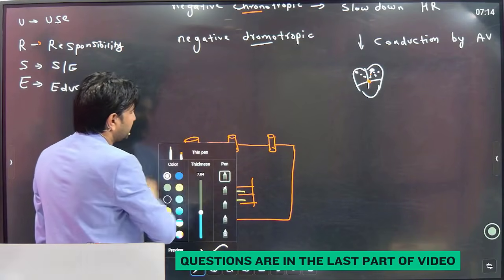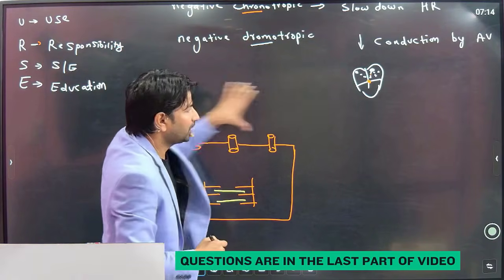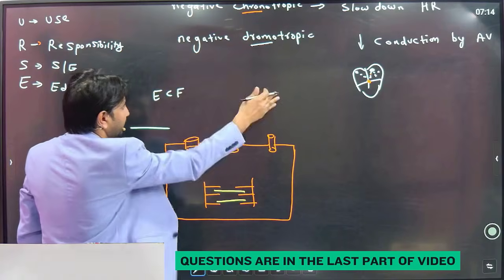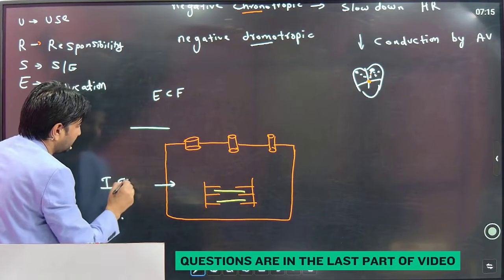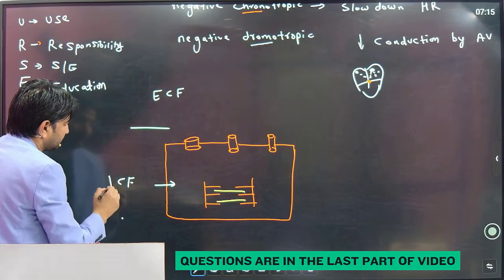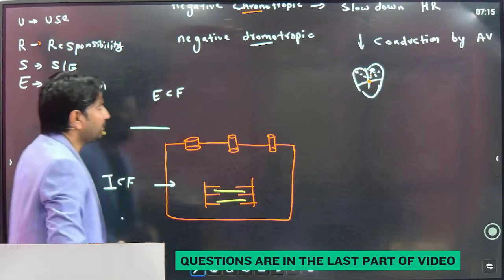This gate only, and let's assume that this is here, extracellular fluid. This area here is the extracellular fluid, ECF, and the fluid inside it is the intracellular fluid, which we call ICF, meaning the fluid inside the cell. This is the fluid outside the cell.